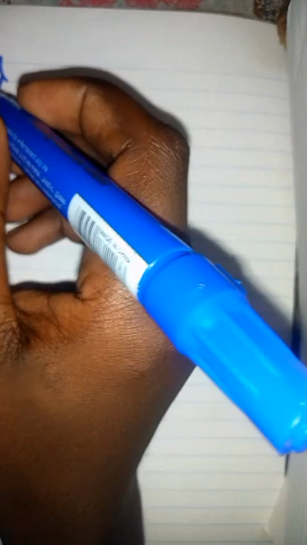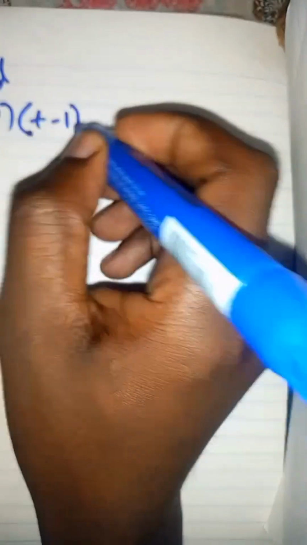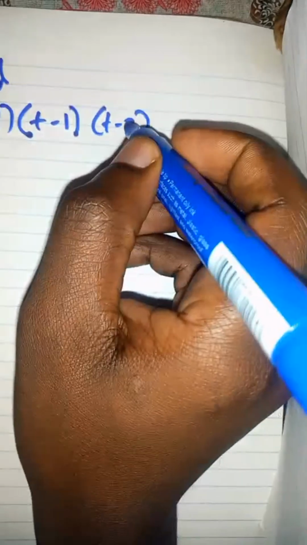required to expand 2t minus 1, t minus 1, t minus 2.